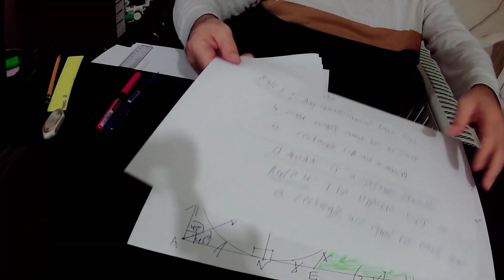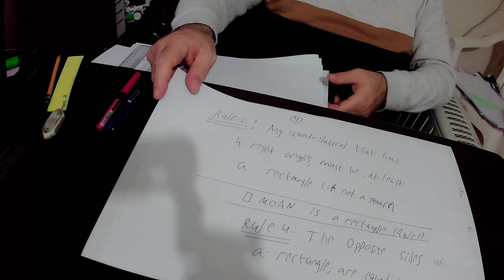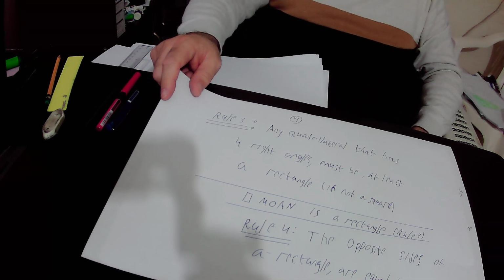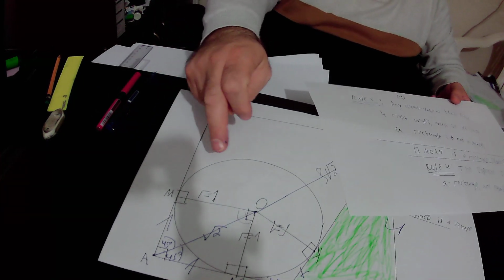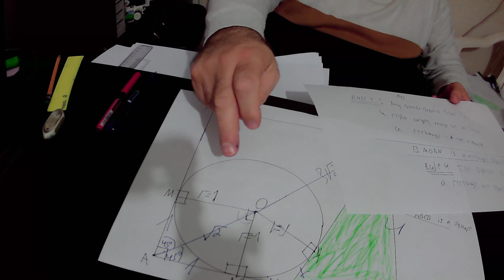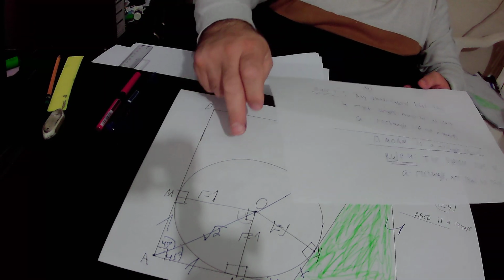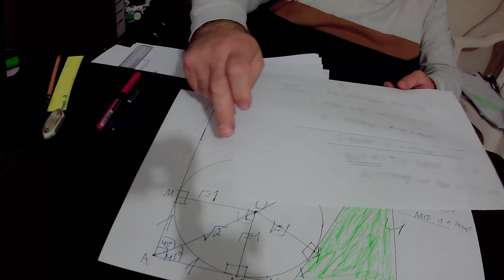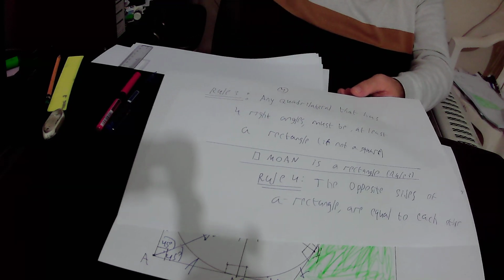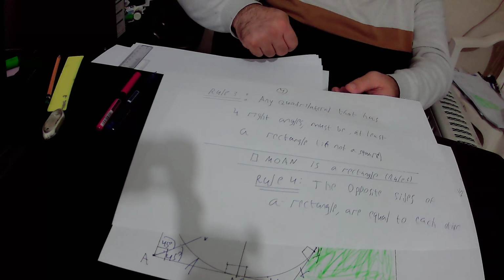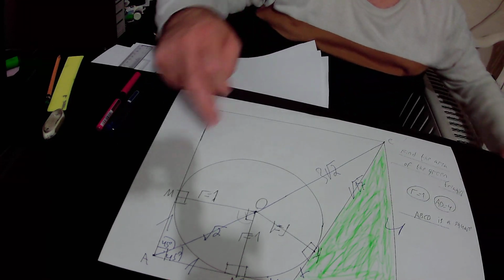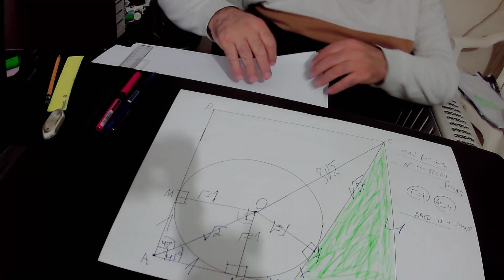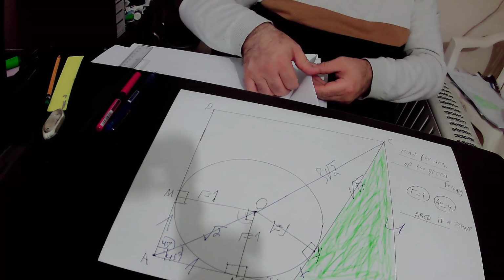And we have rule number 3 that says that any quadrilateral that has 4 right angles must be at least a rectangle, if not a square. So because quadrilateral MOAN has 4 right angles, we will relate to it as a rectangle. Okay, and we have rule number 4 that states that the opposite sides of a rectangle are equal to each other. It means that MA equals ON.